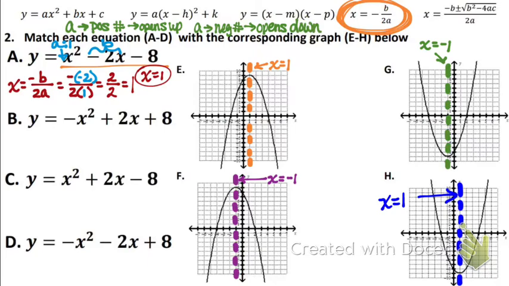Here's the other thing that you can look at. Check out that C value. That is your y-intercept. That is another way to narrow that down. Graph H opens up, and it has a y-intercept of -8. So this one goes with A.